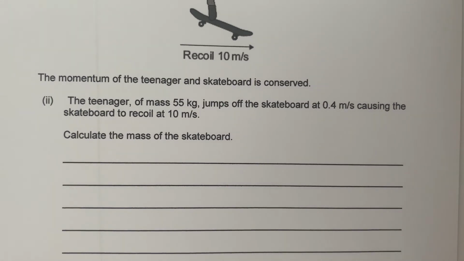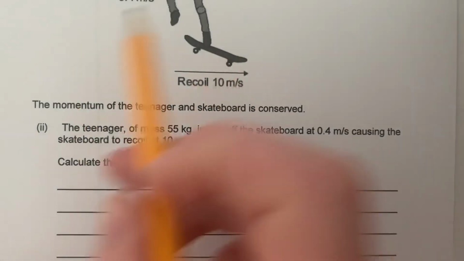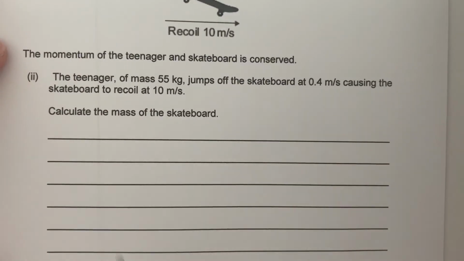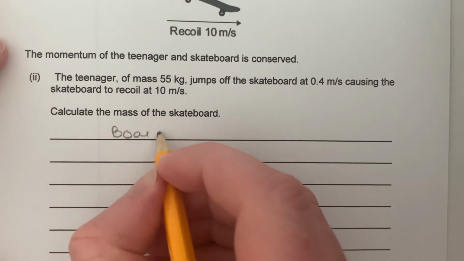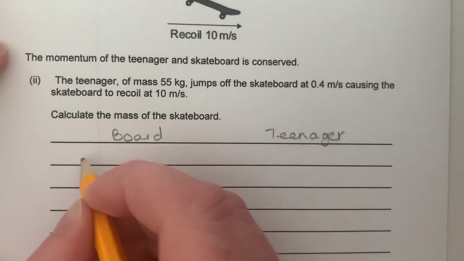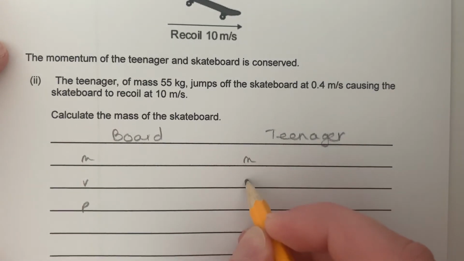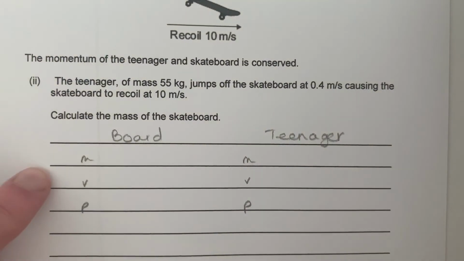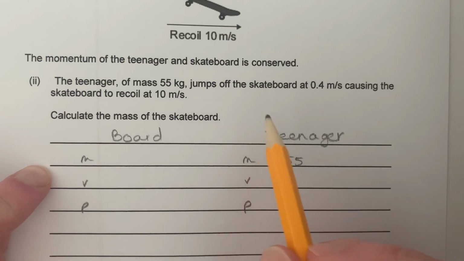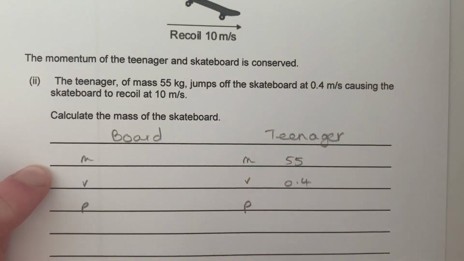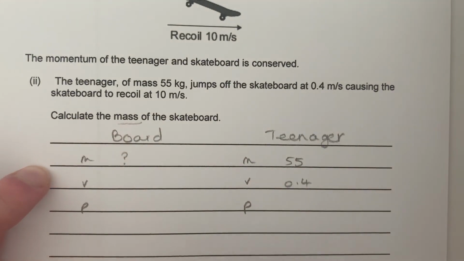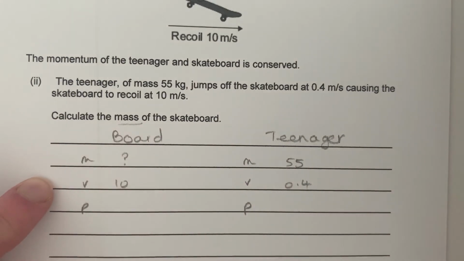So again, we're going to do the same things as we've done previously. There's no before or after, there's no collision here, so we don't need to do that, but we can write out the two different bits that we've got. So we have the skateboard, and we've got the teenager. Again, we're going to want to know mass, velocity, momentum. Fill in the bits that we do know. So a teenager has a mass of 55, jumps off a skateboard at 0.4 meters per second. We don't know the mass of the skateboard, that's what we want to calculate. We know the velocity though is 10 meters per second.